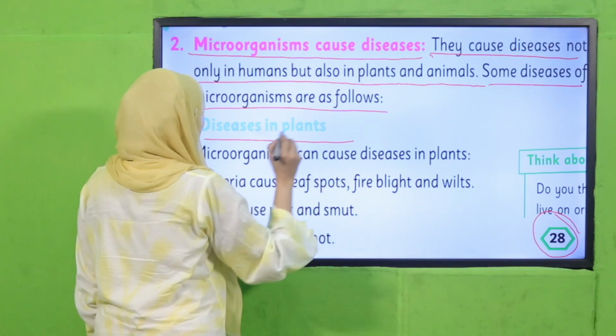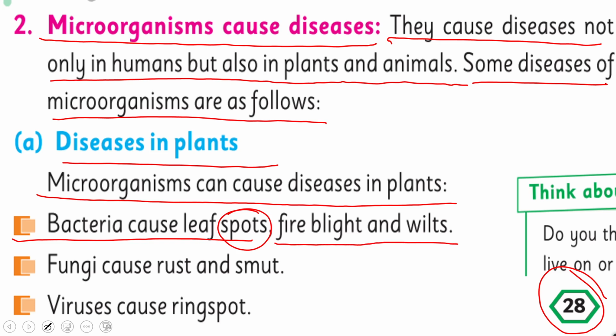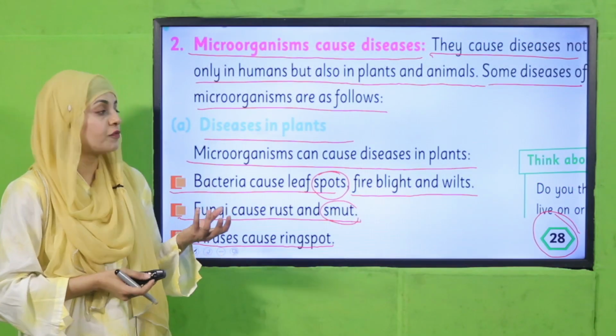Diseases in plants. Microorganisms can cause diseases in plants. Bacteria cause leaf spots, fire blight and wilts. Fungi cause rust and smut. Viruses cause ring spot. So my dear students, here you can see that in plants, viruses, bacteria and fungi cause different kinds of diseases.